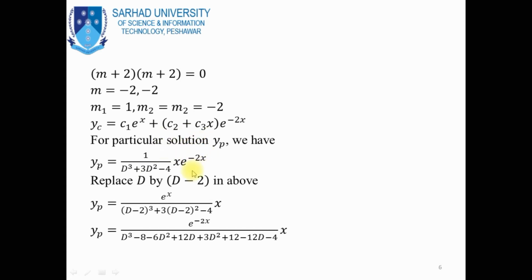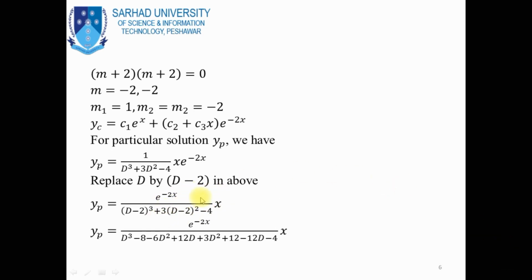into the right hand side function. So you see over here, by using the shift theorem, take out e power minus 2x and replace this d by d plus minus 2. So replace d by d minus 2. Now e power minus 2x, and replace this d by d minus 2. So d minus 2 whole cube plus 3 d minus 2 whole square minus 4, into x.